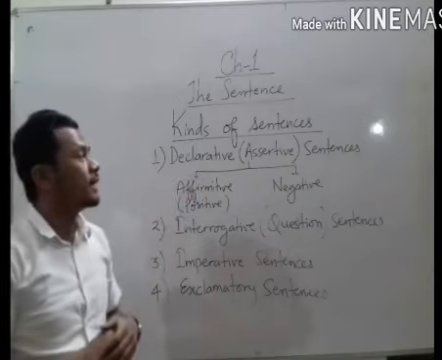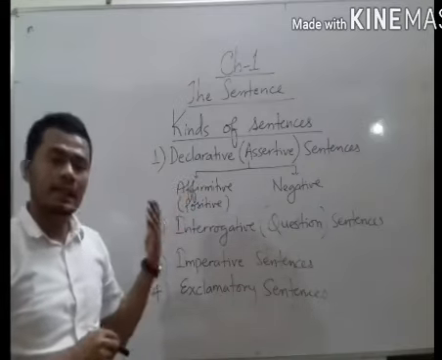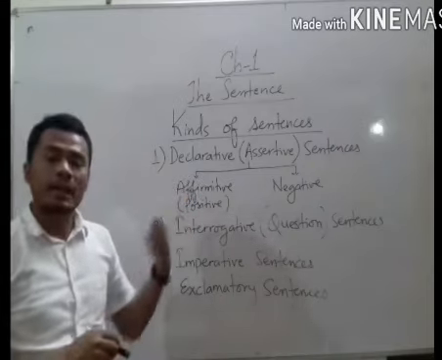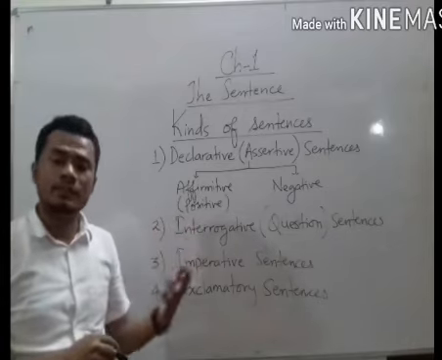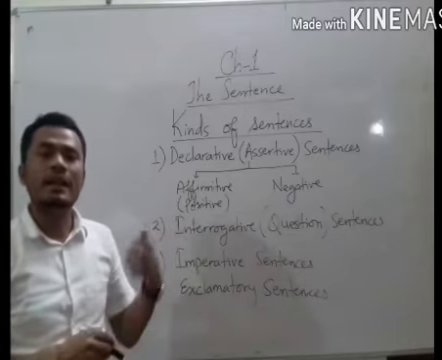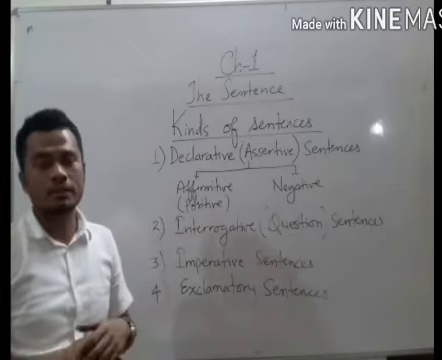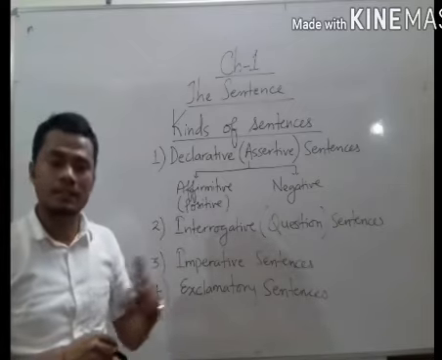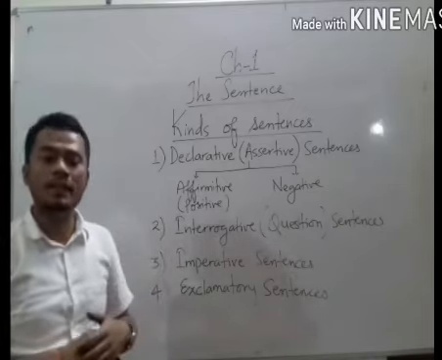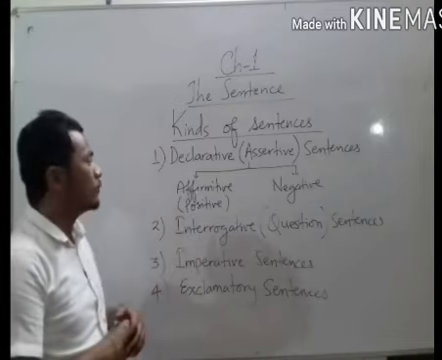Now come to number 1, that is declarative or assertive sentences. Declarative or assertive sentences are just statements. They are straight statements which deliver something from a clear point of view.